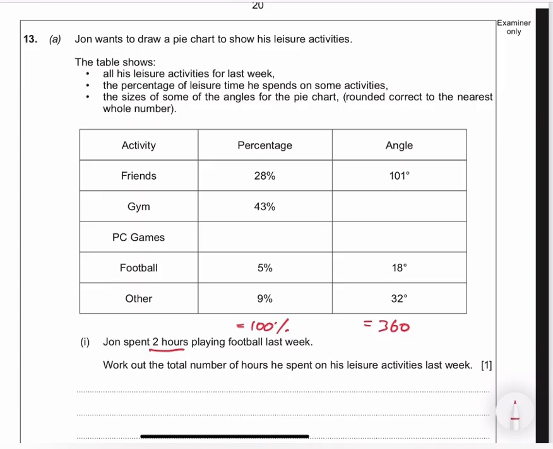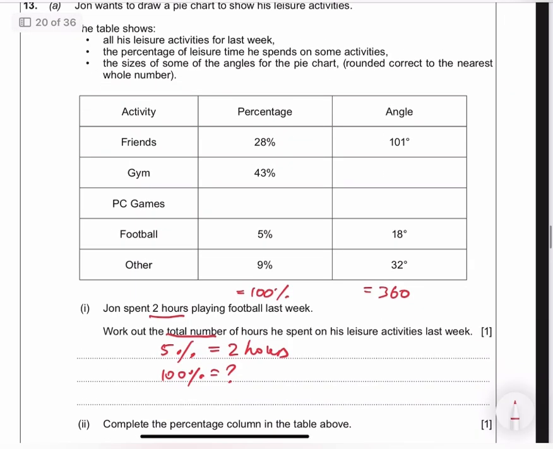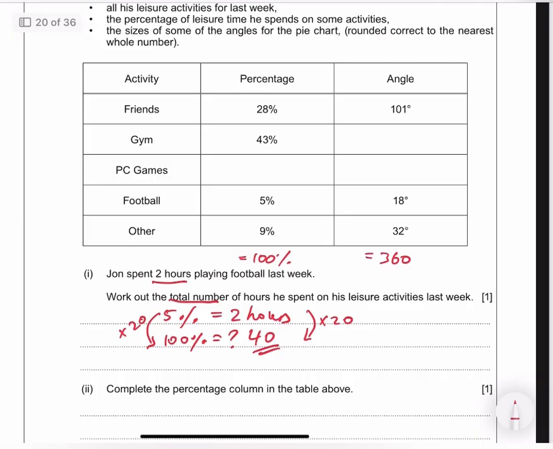So let's just use this 2 hours. For 2 hours, we can see 5% there. Yeah, we can use this number. So if 5% represents 2 hours, to find the total number, we need to find 100% of the activities. So we just need to look at the increase from 5 to 100. That's 20 times more. And do the same for the number of hours. 2 times 20 will give you 40. That is 40 hours for all the activities.